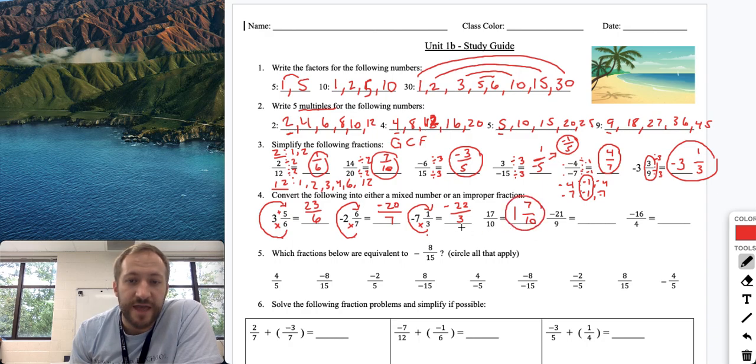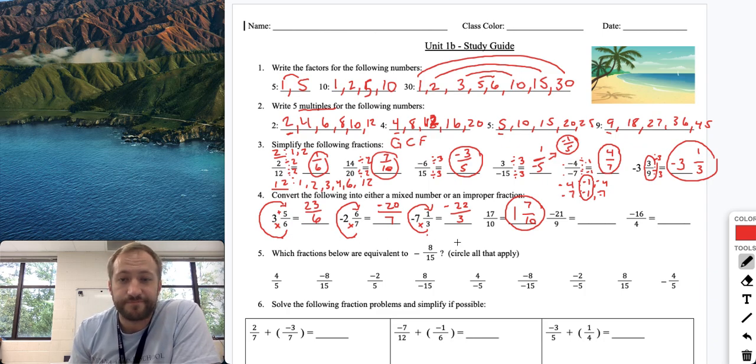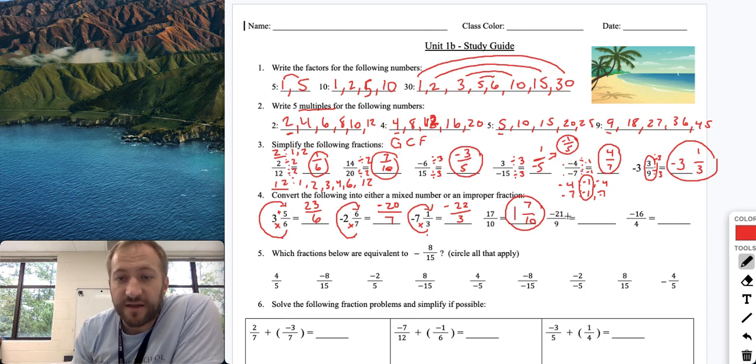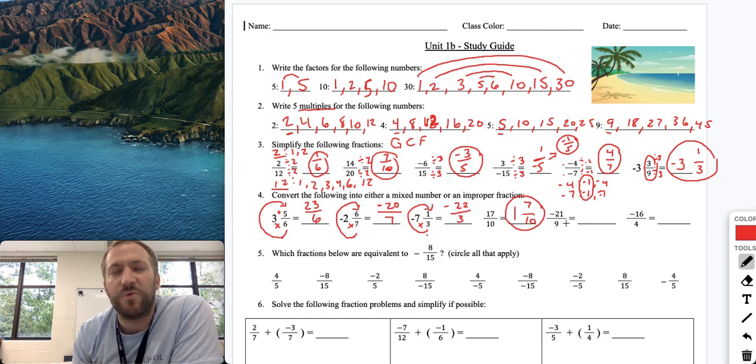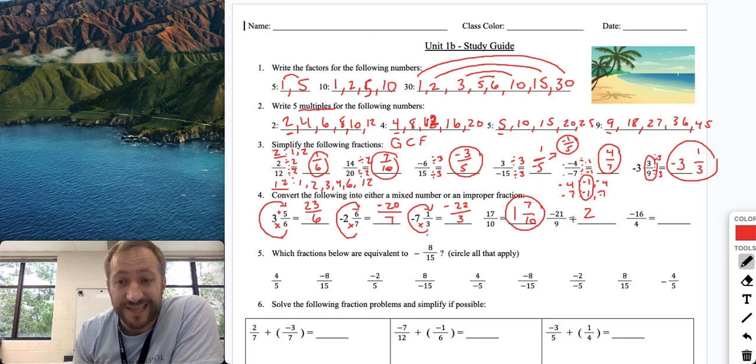Notice how the denominators never change when I'm converting between mixed numbers and improper fractions. They're always the same. Looking over here, negative 21 over 9. I'm going to think, how many times does this denominator of 9 go into the numerator of 21? 9 into 21, let's see, it goes twice without going over. There's a remainder of 3 because 9 times 2 is 18. But there's 3 left over, and then I keep the denominator the same. And now this is just like the problem up here. I can actually simplify that 3/9. So now this could be 2 1/3.